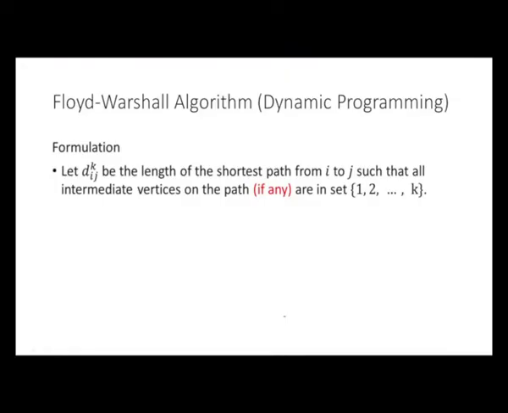So the formulation would be something like this. Now, let us consider d_ij superscripted k to be the length of the shortest path between a pair of nodes i to j. It is a directed path from i to j, such that all intermediate vertices on the path, if any, are in the set 1, 2 up to k.